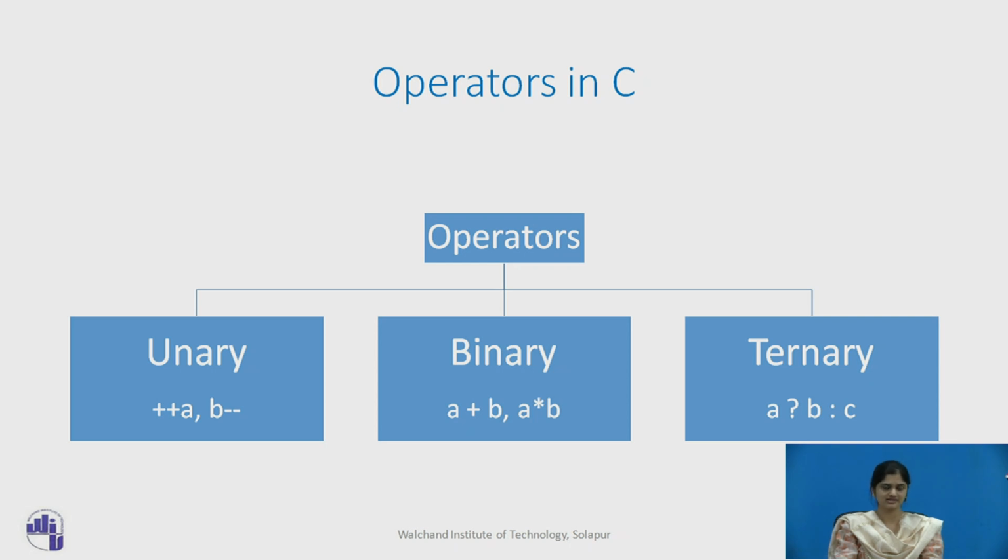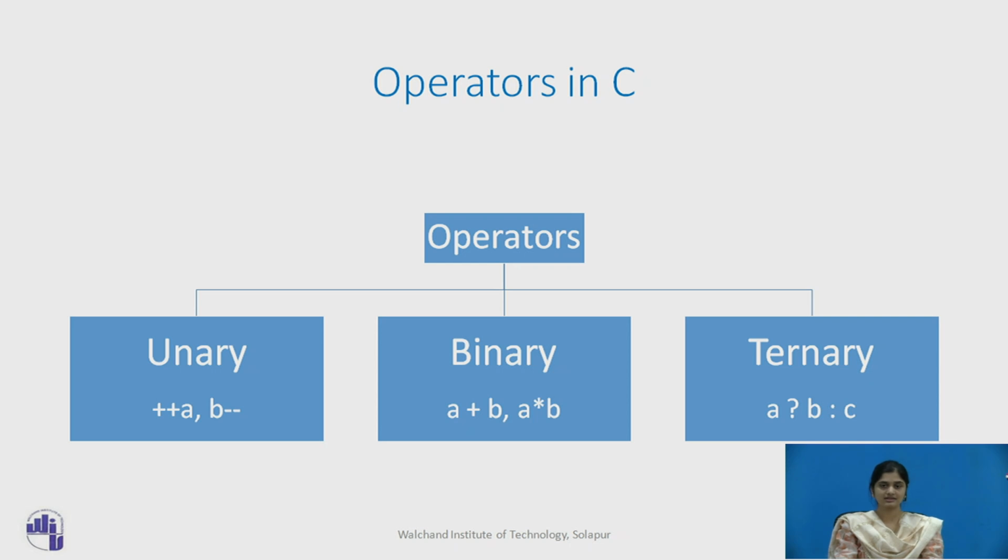Binary operators have two operands associated with the operation. All mathematical operations like addition, subtraction, multiplication, division can be considered binary as they are operating on two operands. So a plus b, a multiplied by b. In these cases, a and b are the two operands and plus or multiplication are the operators associated with them.